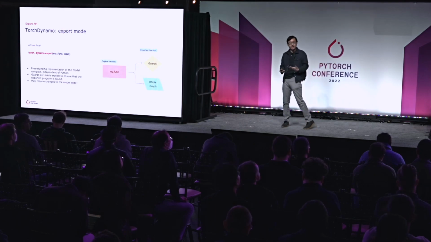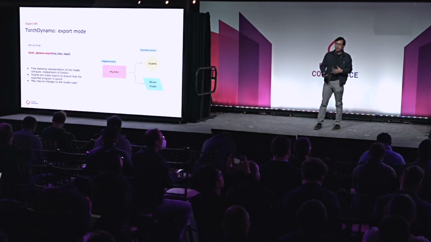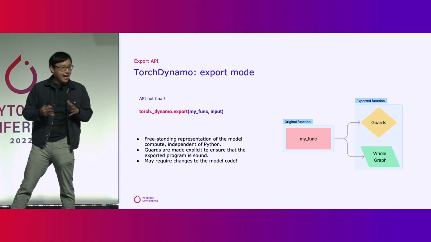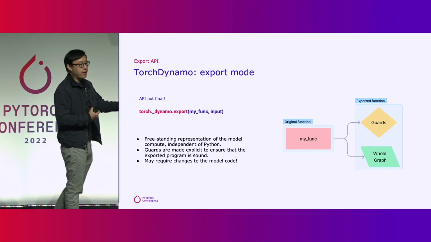The export stack allows you to capture your entire model as a single graph. Whereas previously you had this interspersed partial graph and Python code, here we just export a single graph with the assumptions made by that graph. Hey, my tensors are on GPU, or my tensors have a particular set of shapes or vary along dynamic batch length, et cetera. And any assumptions the model is making will also be returned for inspection by the user.